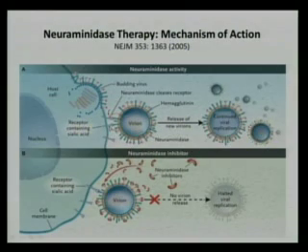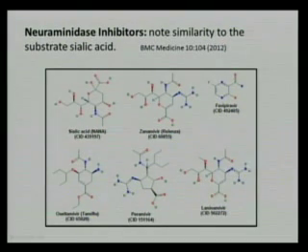Here it's illustrated with these little caps, and they're just shown on the top of the neuraminidase. What that does is it prevents it from cleaving the sialic acid, and the virus is held on the surface of the cell, and then you can't get further propagation. So that's the principle of the neuraminidase therapy.